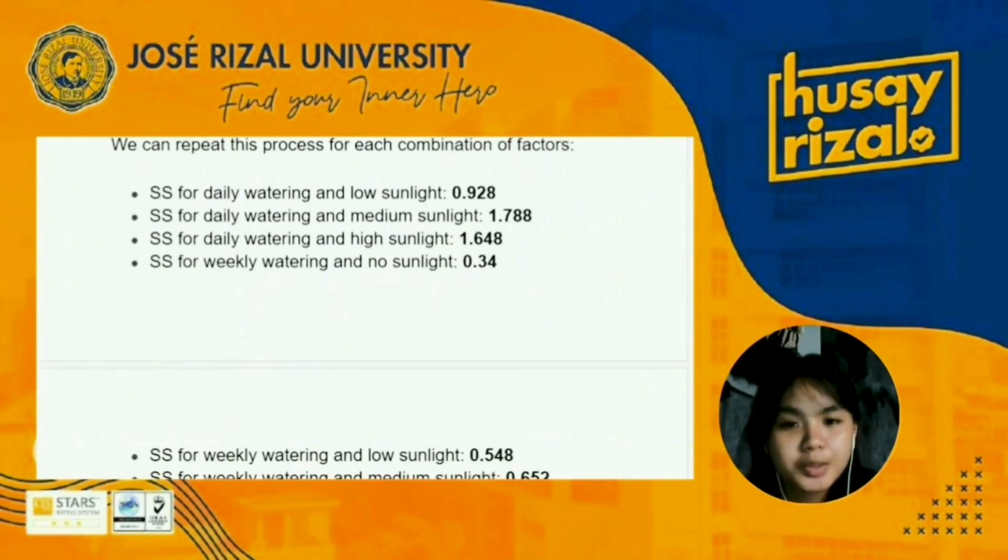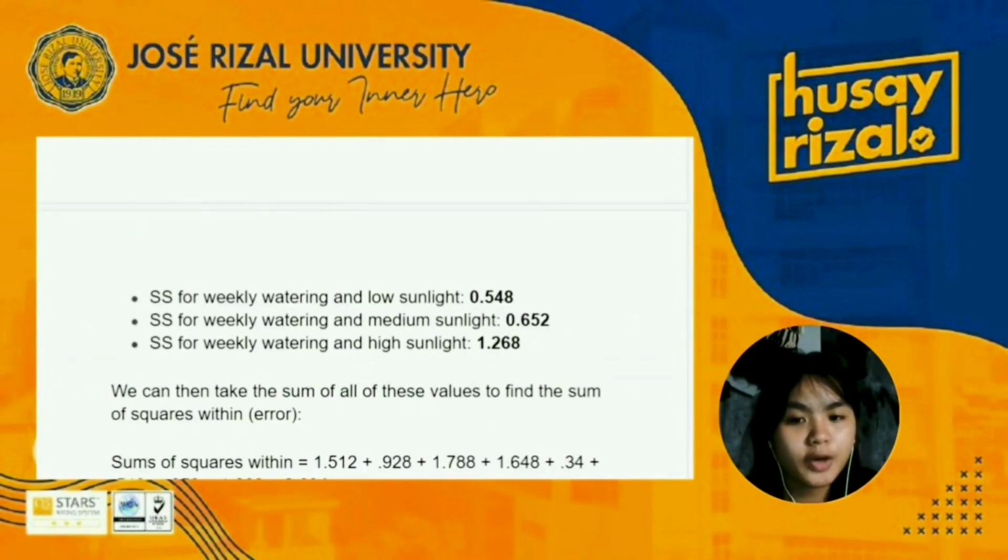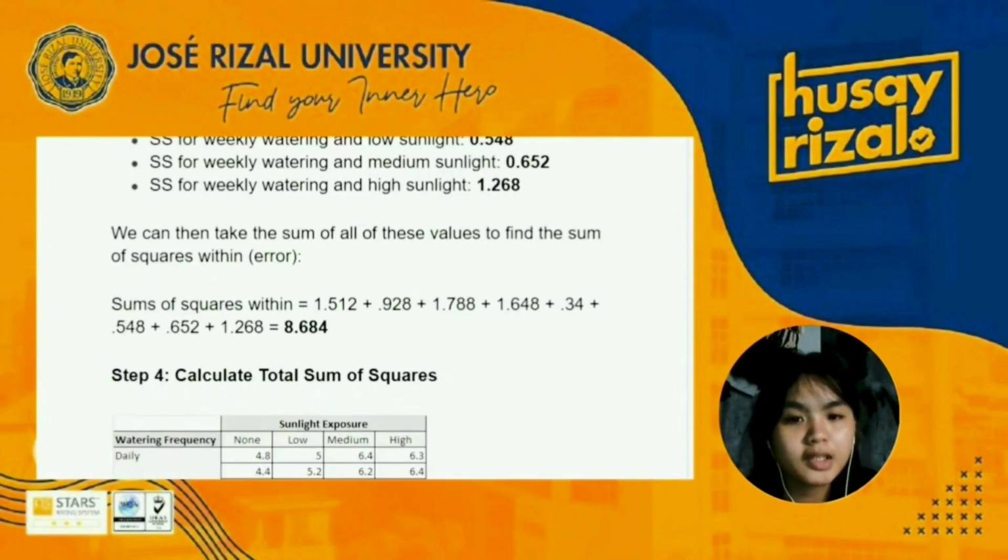And then, we can repeat this process for each combination of factors. SS for daily watering and low sunlight is 0.928. SS for daily watering and medium sunlight is 1.788. SS for daily watering and high sunlight is 1.648. SS for weekly watering and no sunlight is 0.34. SS for weekly watering and low sunlight is 0.548. SS for weekly watering and medium sunlight is 0.652. SS for weekly watering and high sunlight is 1.268.